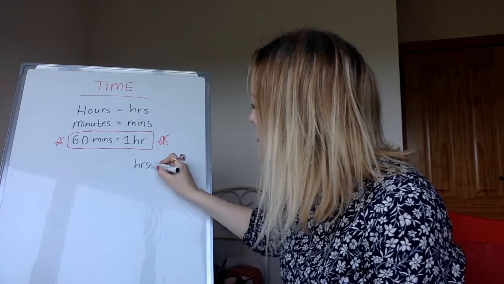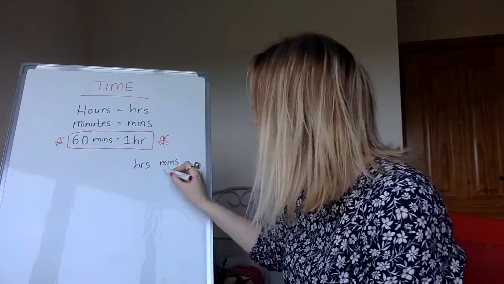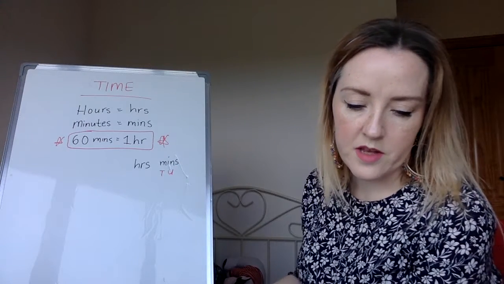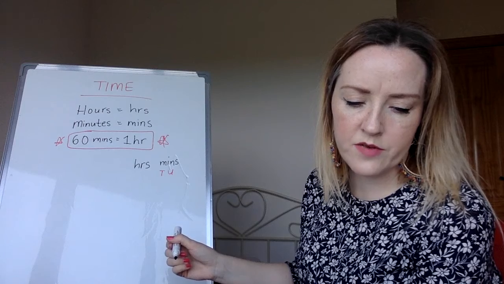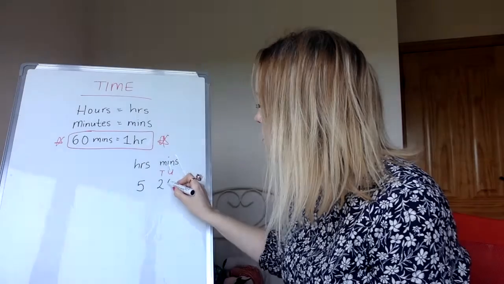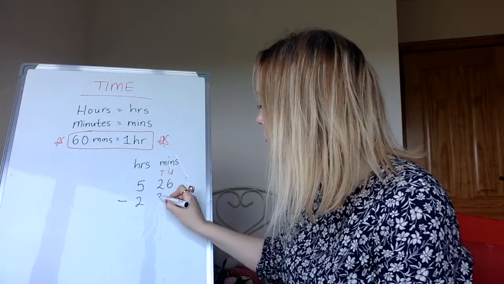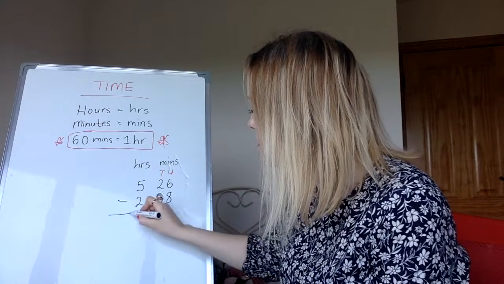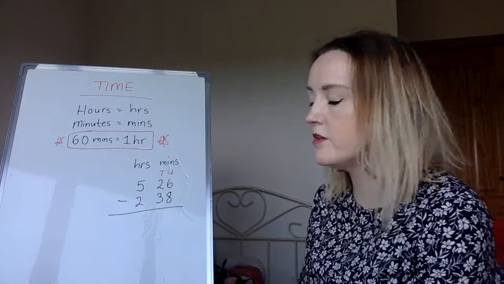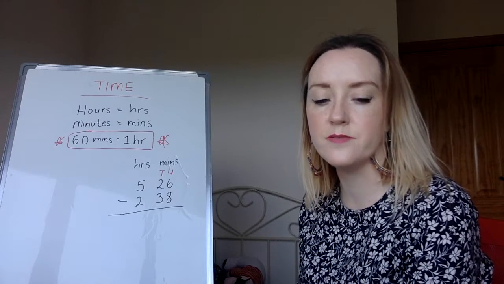So hours and minutes. And I'm going to write my tens and my units here. That might help us. And I'm going to do the same sum again. So it's 5 hours, 26 minutes minus 2 hours, 38 minutes. Okay, there's my sum. Again, I know I cannot take 38 from 26. I can't do that.